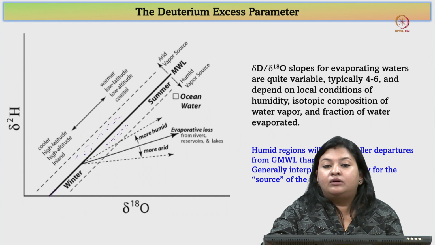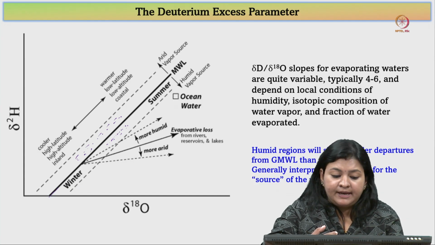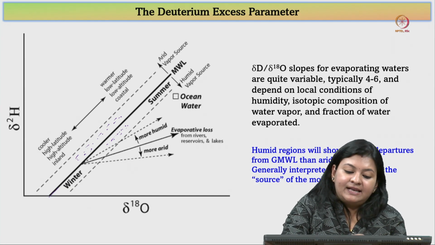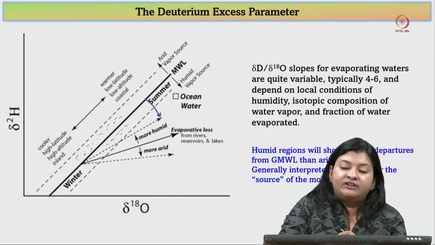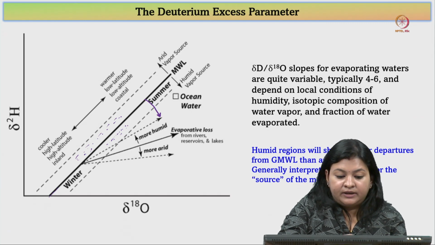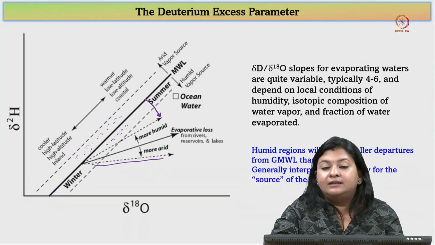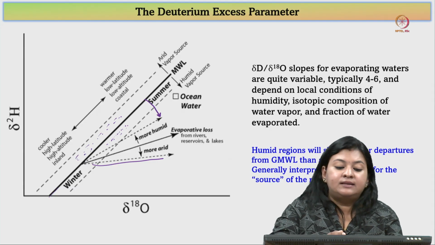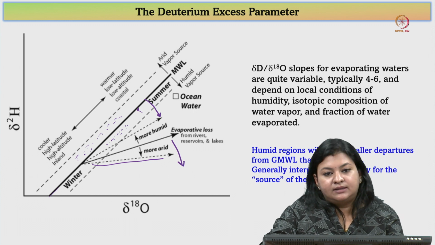There is a lot of evaporation effect, and if it is less shallow, from here to here, then it is more humid. If it is more shallow, if the slope comes down to here, if the line falls like this, then it is more and more arid. So, as it is going humid, this line goes like this. As it is going more arid, this line goes like this.